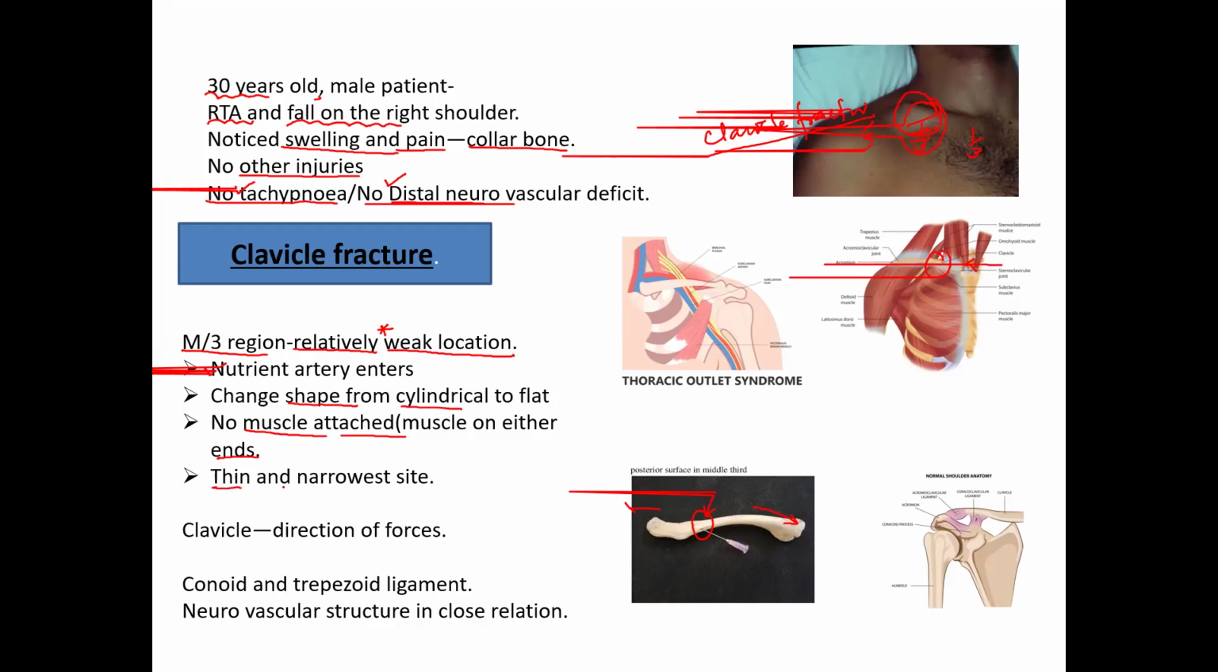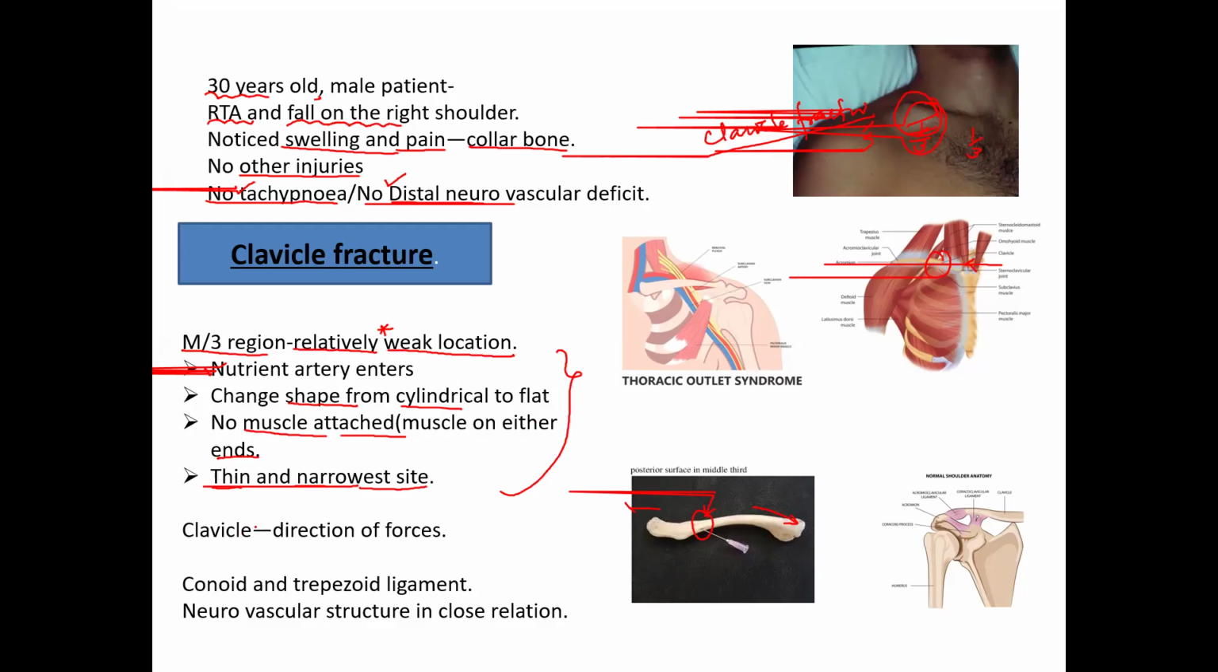So the reason for the fracture occurring in the clavicle commonly over the middle third region is that it's a relatively weak zone secondary to the presence of the nutrient artery foramen, change in the shape from cylindrical to flat, and no muscle attachment, and it is the thin and narrowest part of the clavicle. So these are the reasons. That's why the clavicle in the middle third region is weaker.